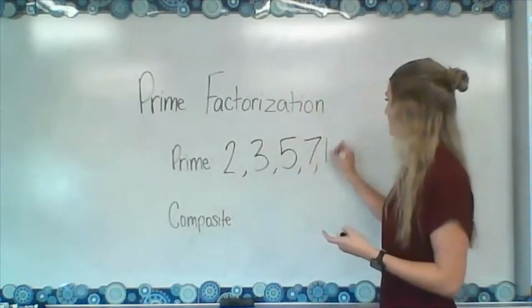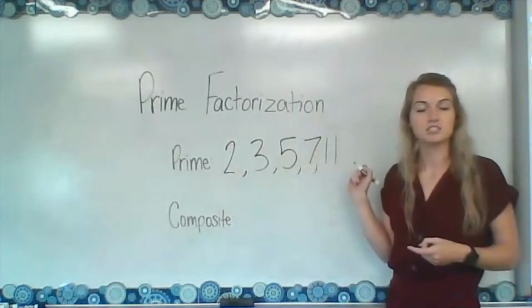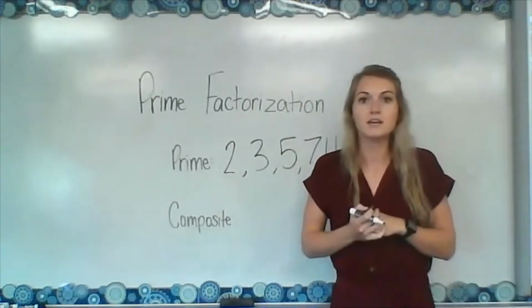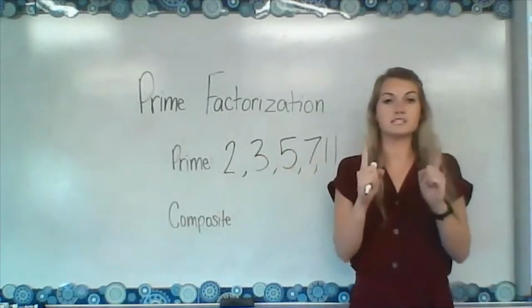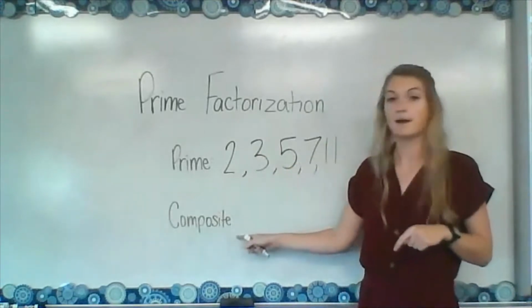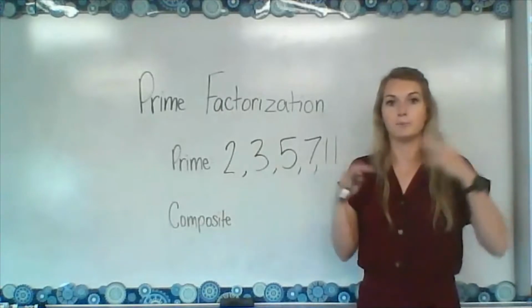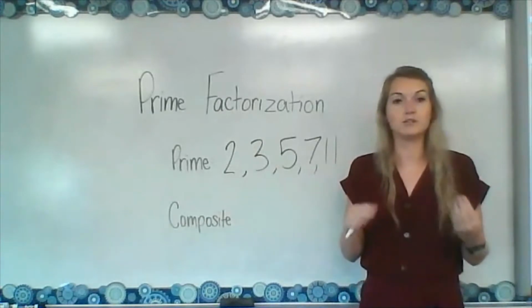There's all kinds of ones, okay? And the list just goes on, and they go all the way up. There's a whole bunch of them, okay? Prime number, only one and itself can go into it. Composite is all the other numbers. So any number that has more than just one and itself that can go into it.